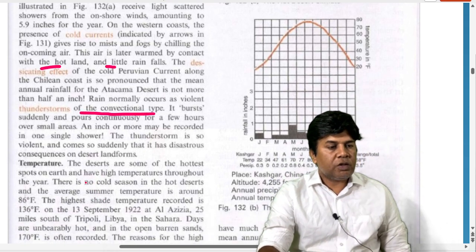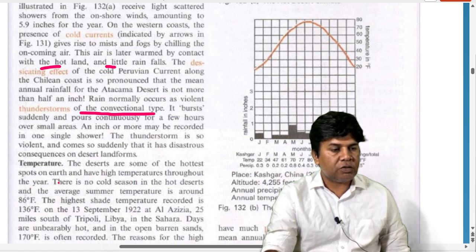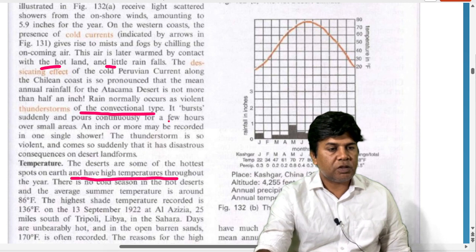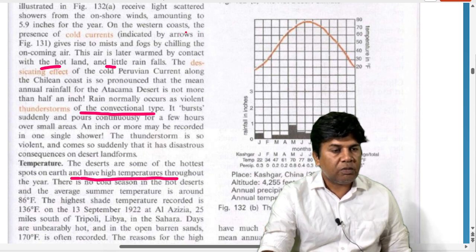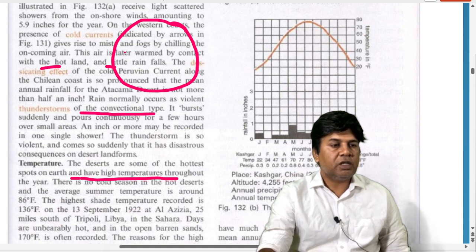So now we will talk about the temperature. The deserts are some of the hottest spots on the earth and have a high temperature throughout the year. Why these areas have a high temperature we have already discussed, because first of all this area does not have a cloud cover. That's why, despite the fact that the sun is vertical over the equator, the highest temperature is found away from the equator, at the subtropical high pressure belt.